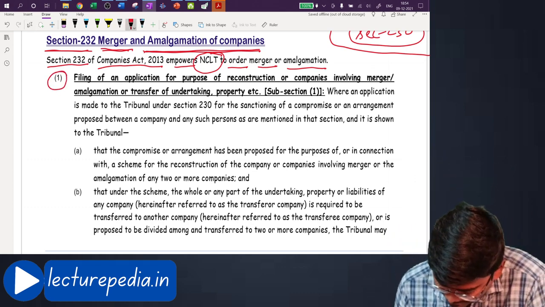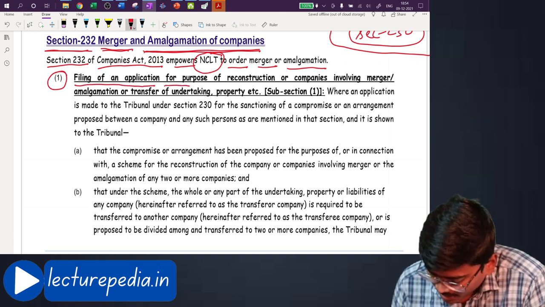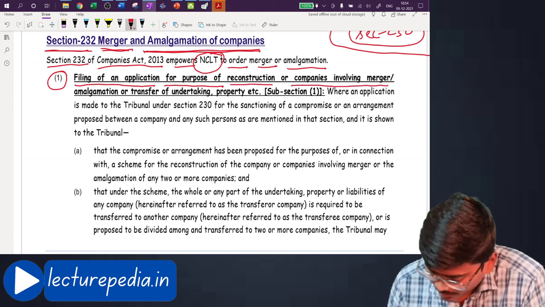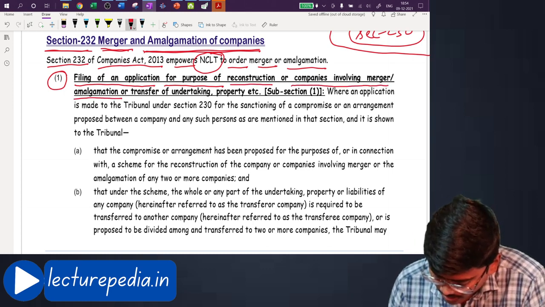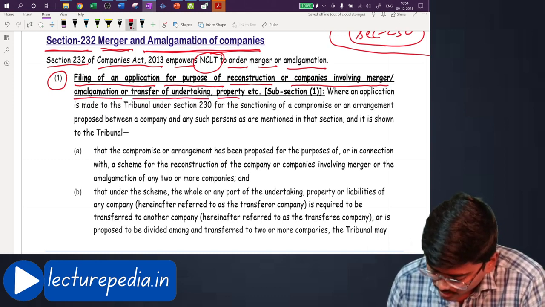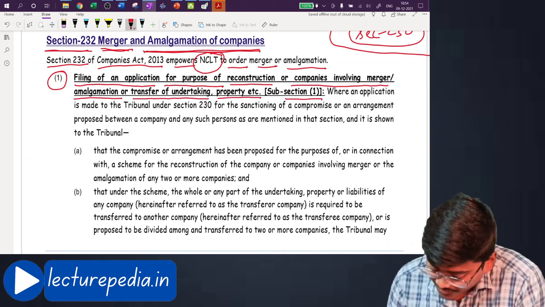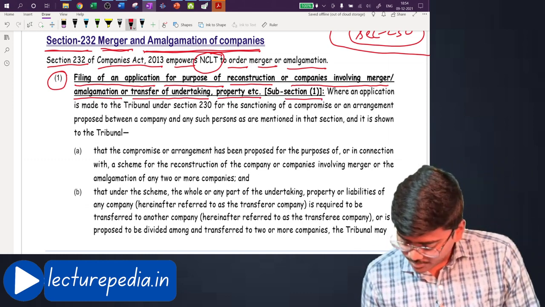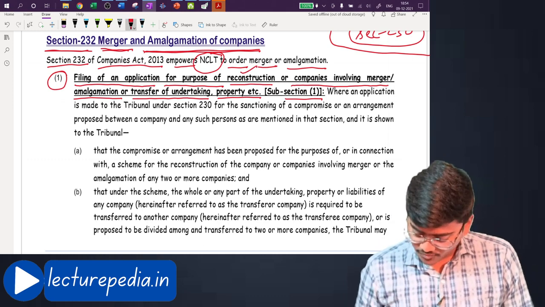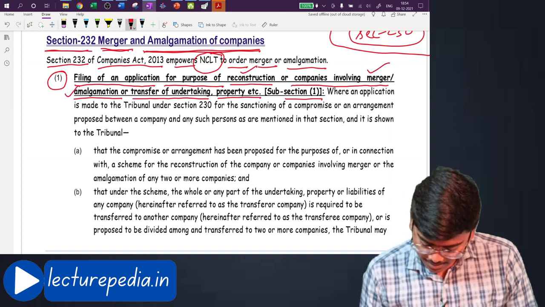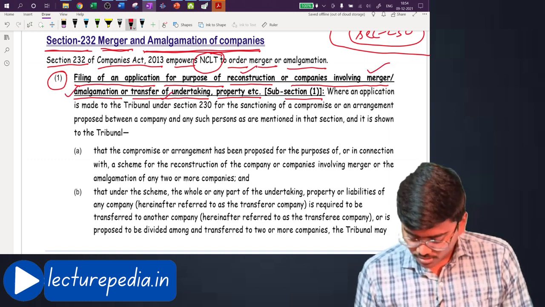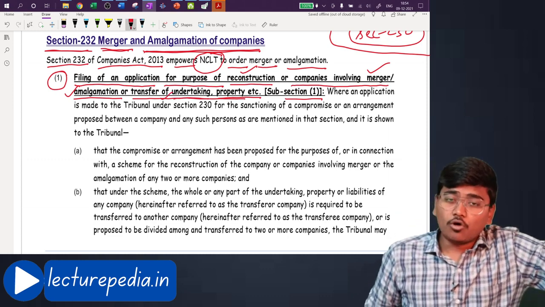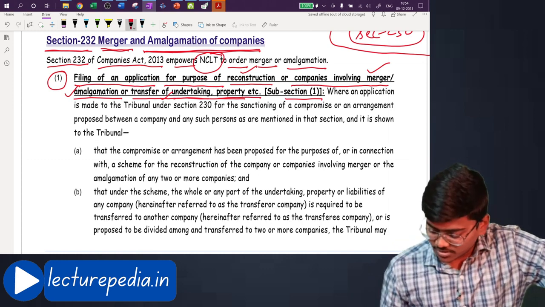Subsection 1: filing of an application for the purpose of reconstruction of companies involving merger or amalgamation or transfer of undertaking, property, etc. See, this section 232 deals with all these types of transactions, that is reconstruction of a company, merger, amalgamation, transfer of undertaking or property, etc., and demerger.